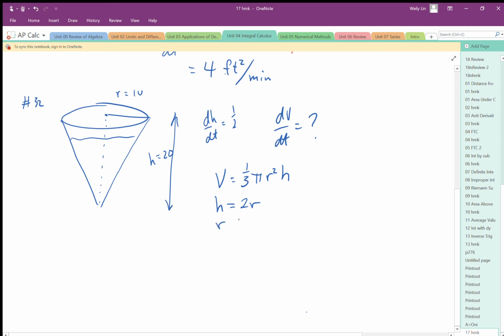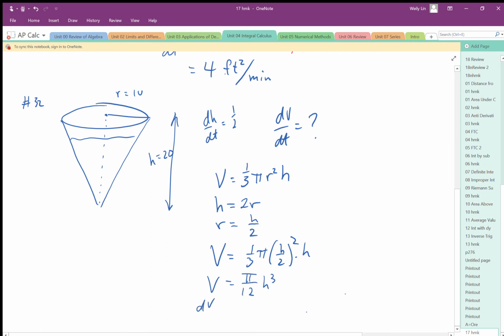So I'm going to do this. I'm going to get rid of the r by saying h over 2, and I'm going to substitute. So there's my equation, 1/3 pi times h over 2 squared times h. And I can simplify that. I've got my V connected to my h variable. I can differentiate this with respect to time and figure out all the parts of this. So dV by dt is what I'm looking for. Okay. I should have simplified. Maybe I'll simplify this first before I differentiate. V equals pi over 12 h cubed.